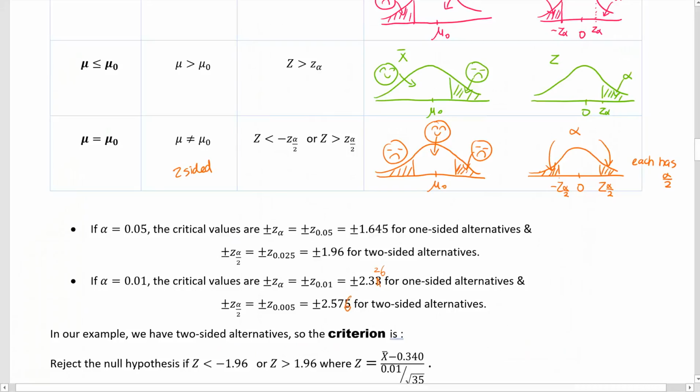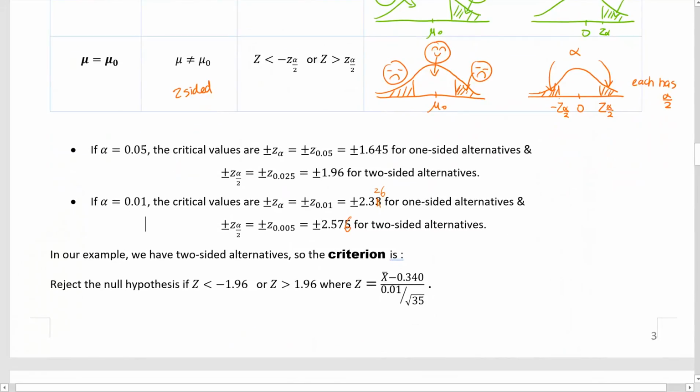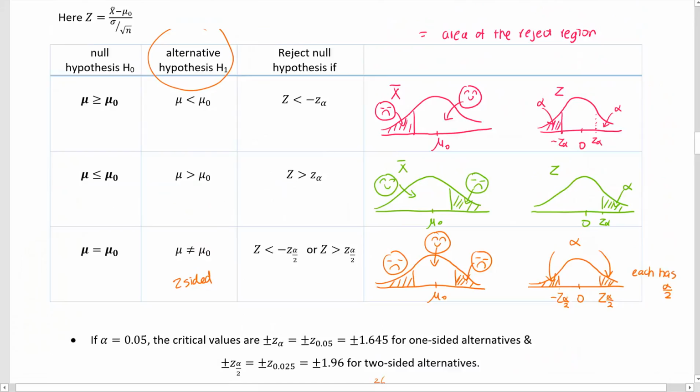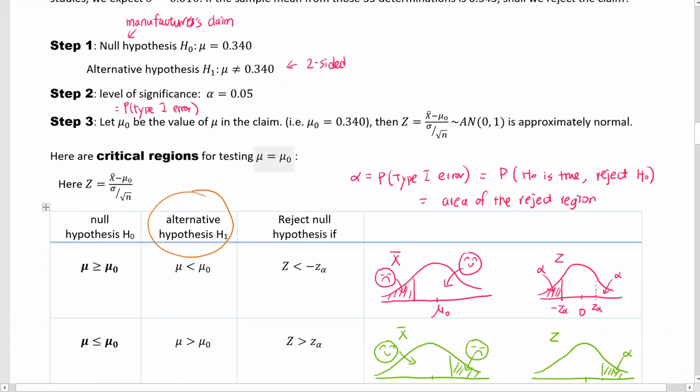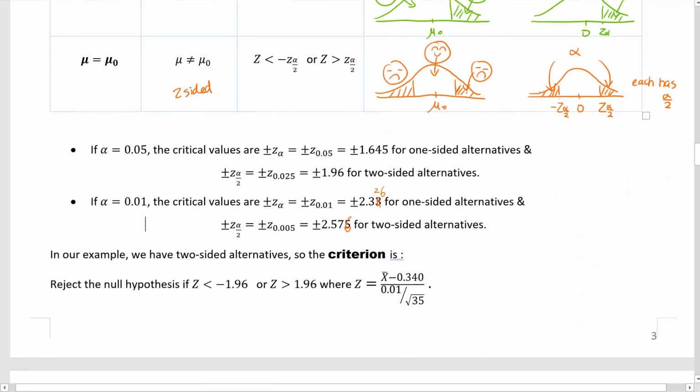2.576. So these numbers are more accurate, okay? So in our example here, we have a two-sided alternative, because remember the alternative hypothesis is mu not equal to 0.340. Okay, so we have a two-sided alternative. So this is our criterion.